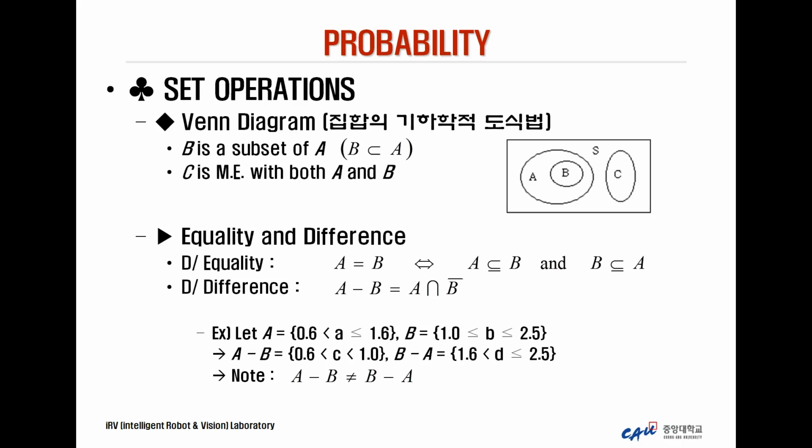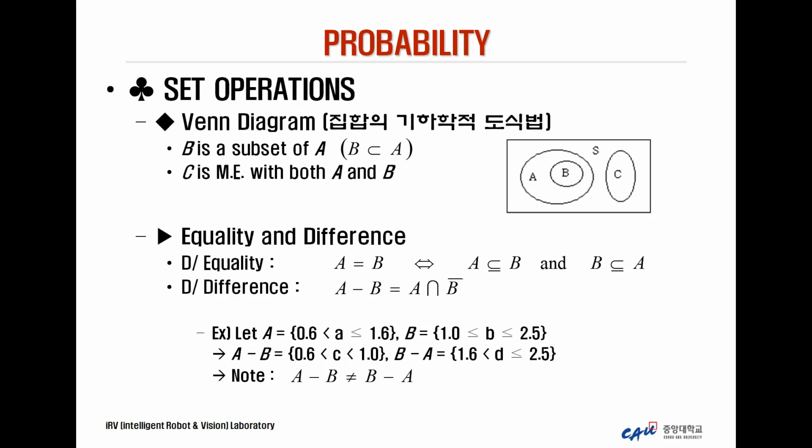So we call this equality. And difference means A minus B. So A is subtracted by B, which is equal to A intersection B bar. B bar is the complement of B. So you can easily prove this by using a Venn diagram.